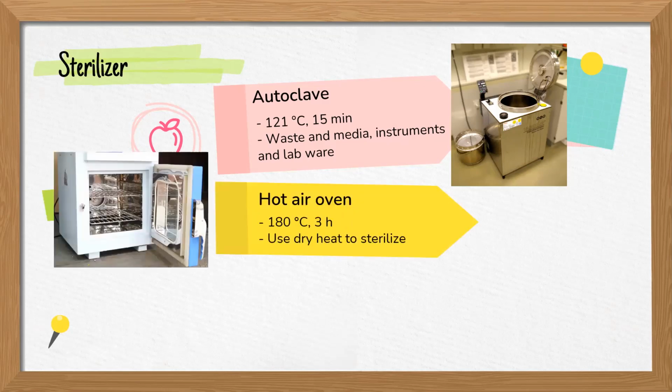Hot air oven. A hot air oven is a sterilization cabinet using dry heat at very high temperatures. The oven has an adjustable high temperature, usually at 180 degrees Celsius for 3 hours. This type of sterilizer is suitable for disinfection of heat-resistant materials, which do not deteriorate when exposed to direct high heat, such as glassware.